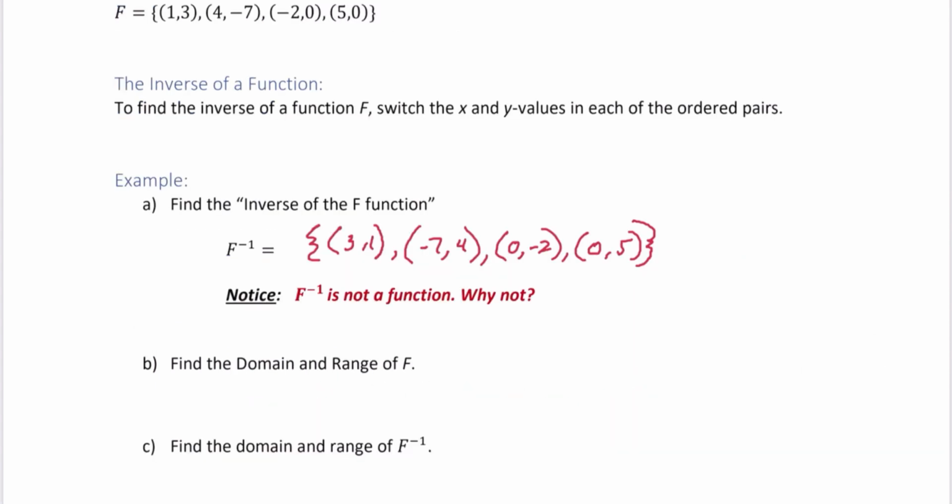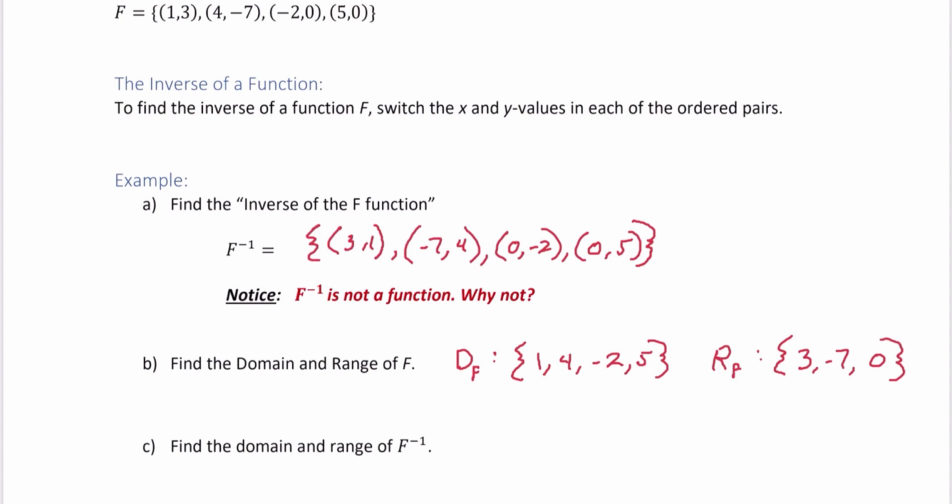To find the domain and range of f, we look at the x and the y values. The domain of f, which we indicate with a subscript of f, is 1, 4, -2, and 5. It's the x values of f. The range of f will be the list of the y values, 3, -7, and 0. We only need to list it once.